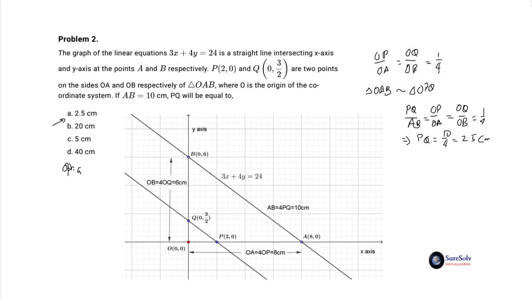With visualization, you may solve this problem easily in mind without drawing the diagram. Let's solve the third problem.